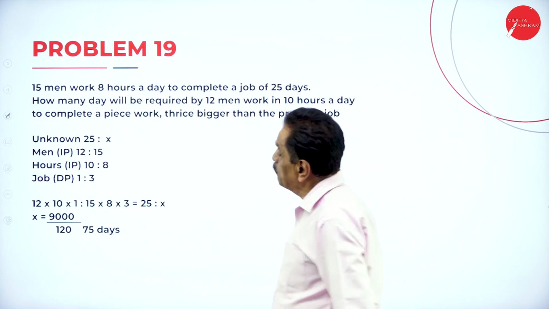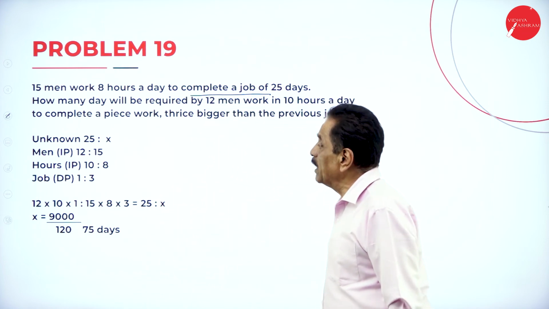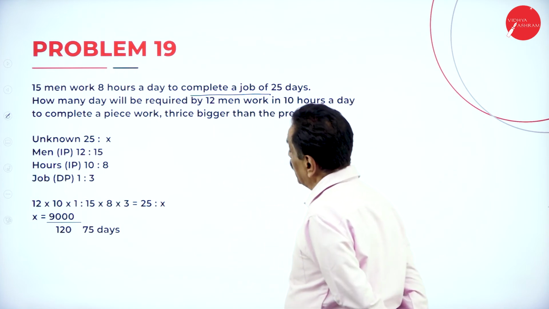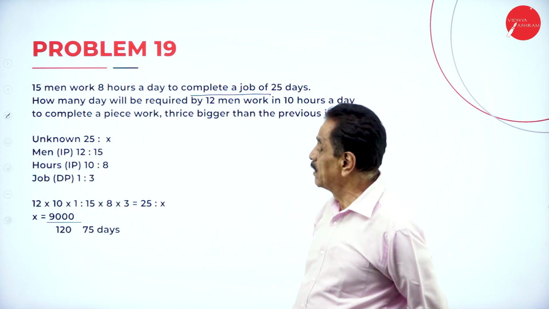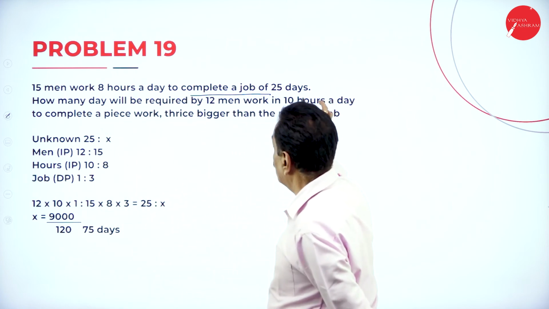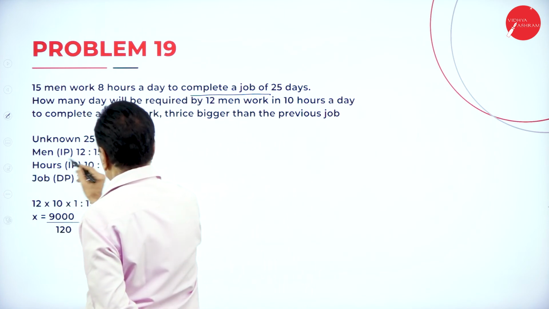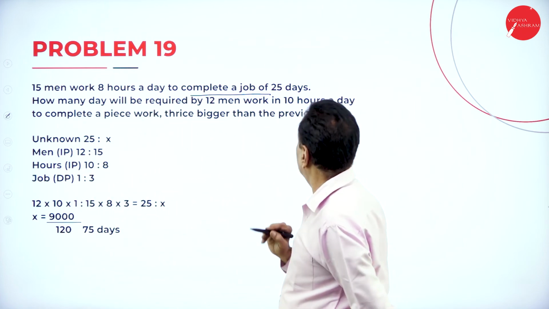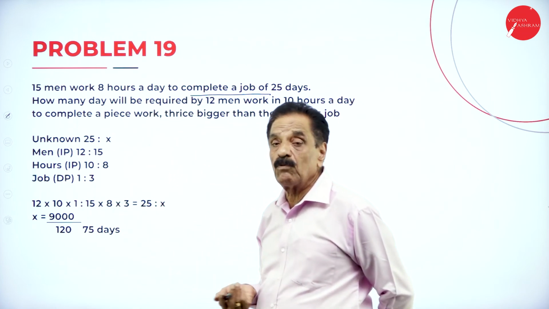Last one. 15 men working 8 hours a day complete a job in 25 days. How many days will be required by 12 men working 10 hours a day to complete a piece of work thrice as big as the previous one? Thrice bigger means 1 is to 3. So the unknown is 25 is to x. Men: 15 men, 12 men, inversely proportional, 12 is to 15. Hours: inversely proportional, 10 is to 8. Job: directly proportional, thrice, 1 is to 3.